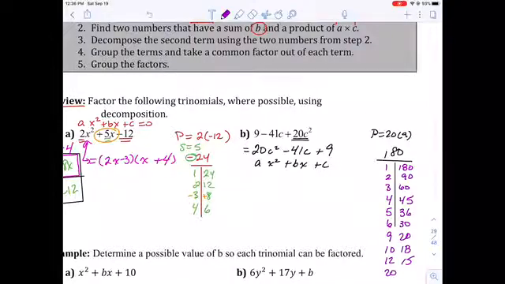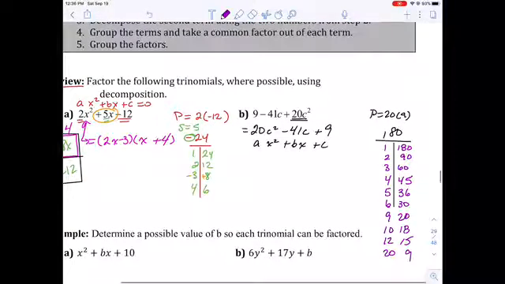20 and 9. Okay, I hope I haven't missed any, but I think that's about as far as we can go. So now that I've got that, I need a product of 180, which adds up to negative 41. So which of these could add up to a negative 41?